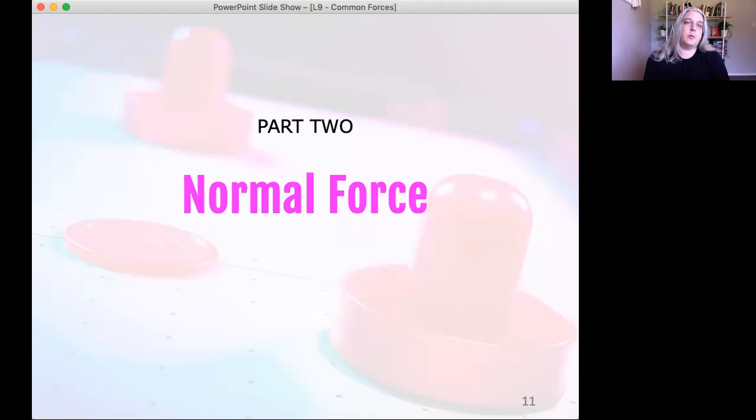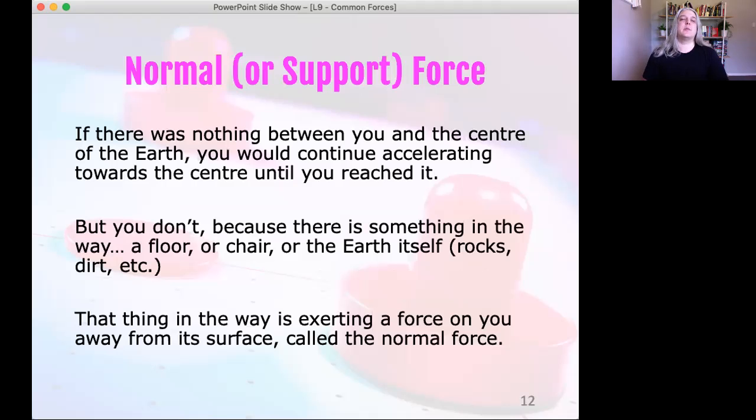Second part, normal force. If there was nothing between you and the center of the Earth, you would just continue accelerating all the way towards the center until you reached it. That's what you would do if there was nothing in the way. Obviously, the Earth itself is in the way, and other objects can be in the way, the floor, chair, plane, hot air balloon, whatever happens to be in your way. So that means that you can't just keep accelerating towards the Earth, but you will push on the thing that's in the way. The thing that's in the way is going to push back on you.